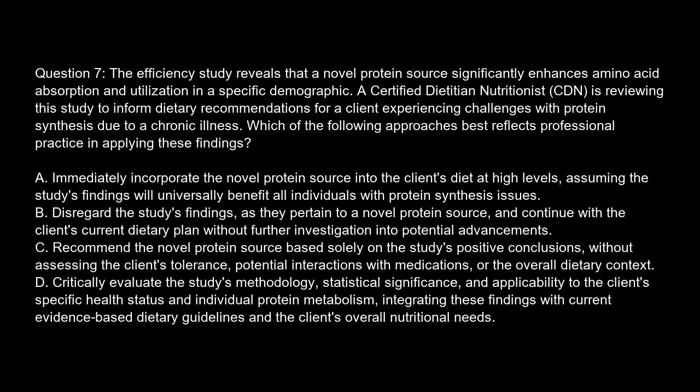Option A. Immediately incorporate the novel protein source into the client's diet at high levels, assuming the study's findings will universally benefit all individuals with protein synthesis issues. Option B. Disregard the study's findings as they pertain to a novel protein source and continue with the client's current dietary plan without further investigation into potential advancements.